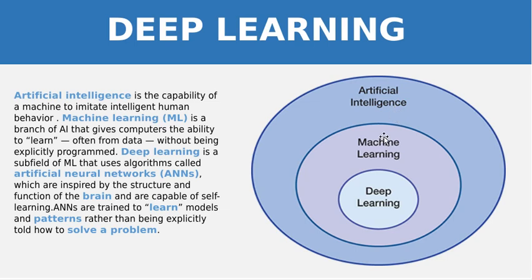Now artificial intelligence has a subtype called machine learning. Now machine learning is based on the concept that it uses the historical data, and based on the historical data it will predict the outcome.